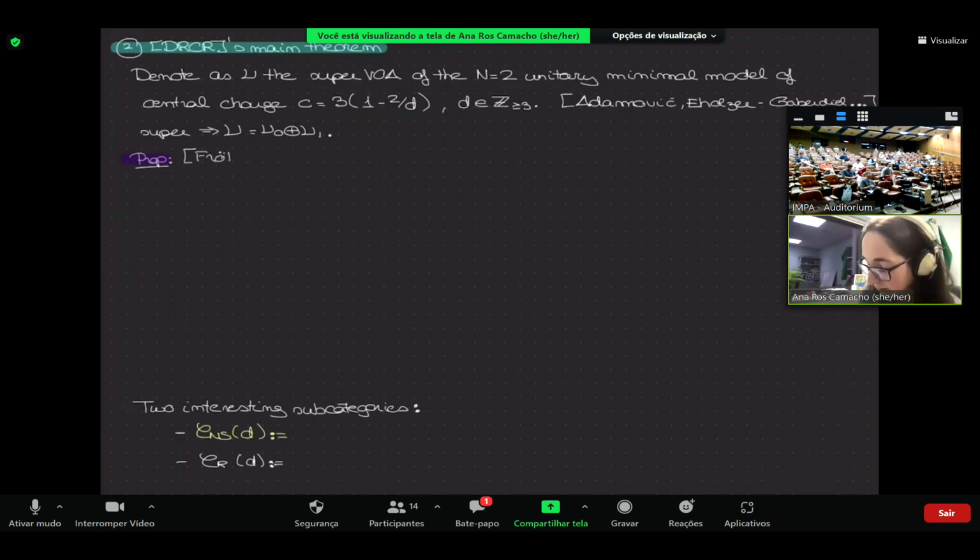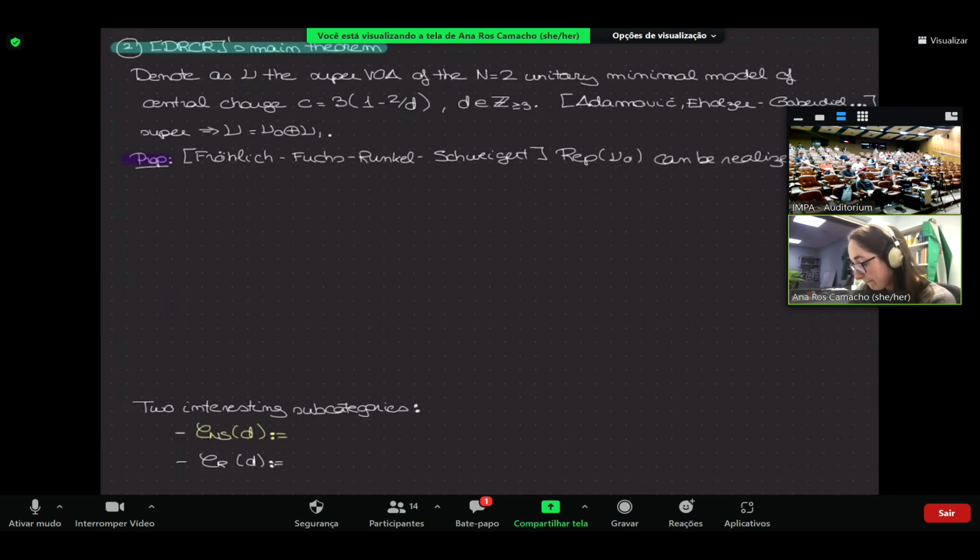This is by Fröhlich, Fuchs, Runkel, and Schweigert, that the representations of this bosonic part can be realized as a subcategory. I'm going to say now something, and if you're not familiar with the vocabulary, it's fine. I'm just going to state an equivalent property. One can prove it's an equivalent property.